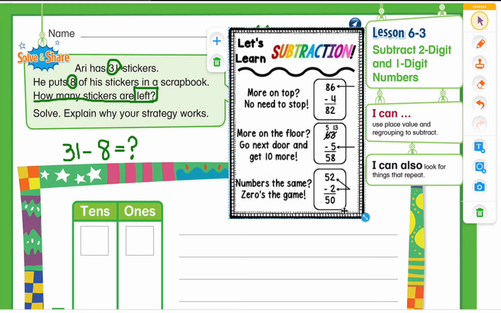More on top, no need to stop. More on the floor, you go next door and get 10 more. Numbers the same, 0's the game.